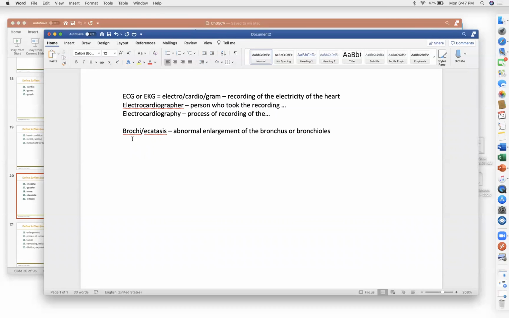Now, if you're a longtime chain smoker, such as I was, you could get emphysema, which I didn't have because I quit a long time ago. You can get bronchiectasis, and that's just as bad as bronchitis. This abnormal enlargement of the bronchioles is just as bad as bronchitis, which of course is the inflammation or infection of the bronchus.